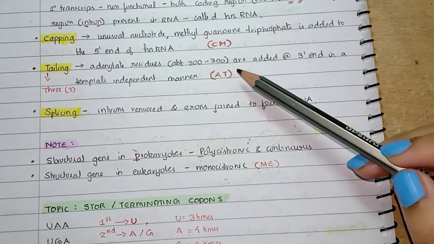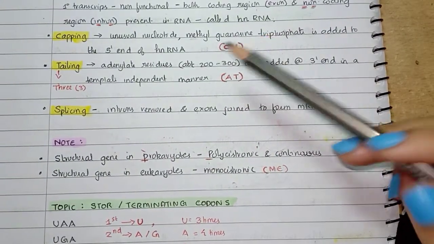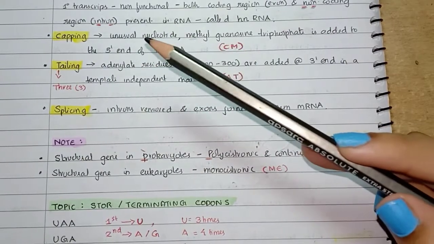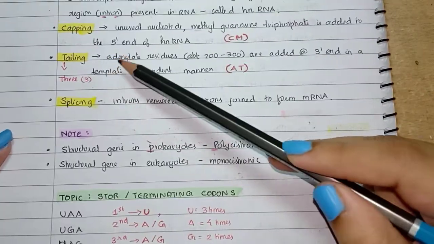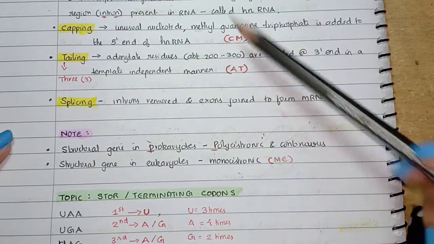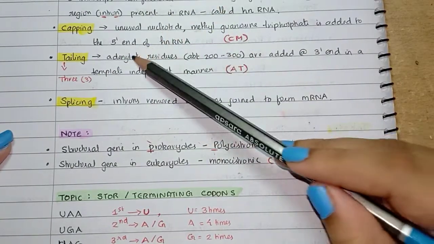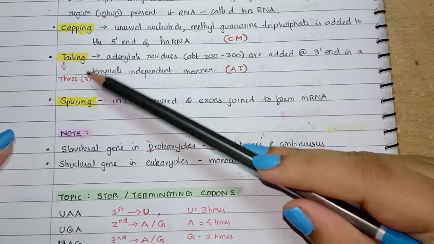For 3, that is 3'. So tailing for 3, that is 3'. So T for 3, that is 3' end. So tailing is done in the 3' end while capping is done in the 5' end. So tailing, T for 3.